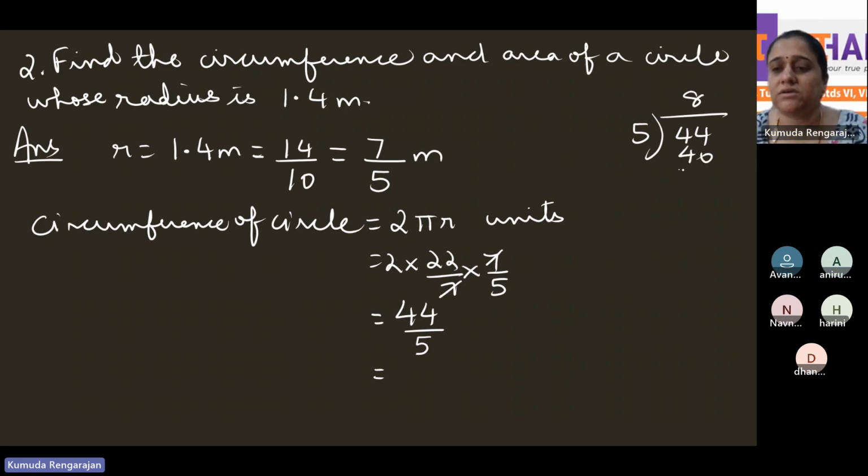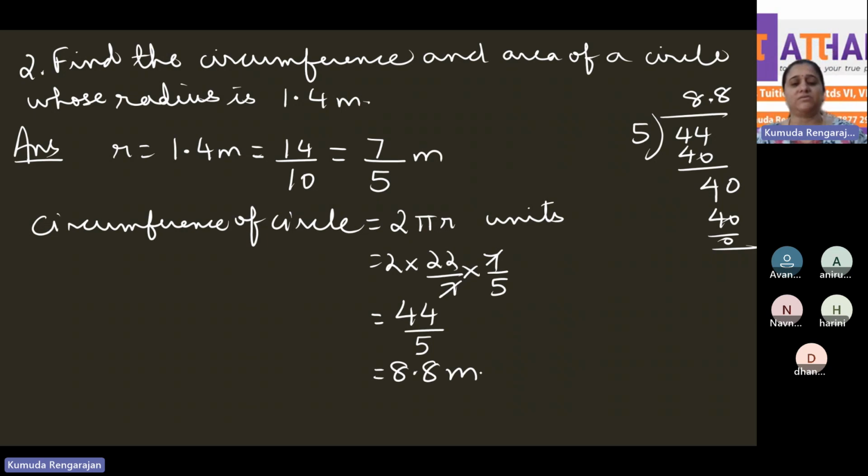5 8s are 40. 4 remains, 4 comes down, add a 0, keep a point, add a 0. 5 8s are 40. 8.8. So 8.8 meters is the answer. Okay, ma'am.